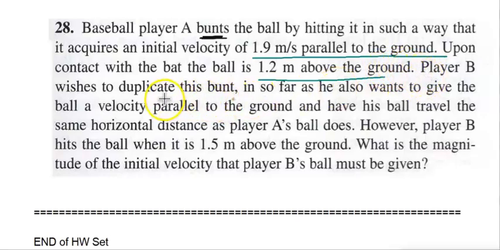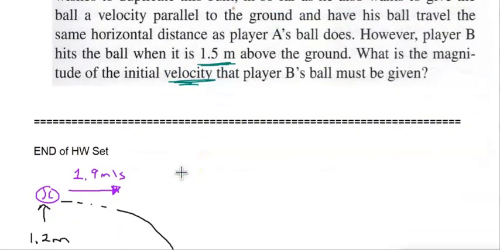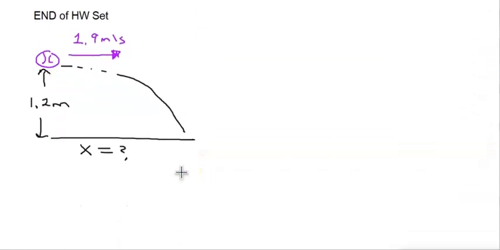Player B wants to duplicate the bunt, but he is taller, or his hands are taller. So the question is, again, this is interesting because it makes the problem more interesting: if somebody's taller, what's their speed relative to the other person's, right? So it's a more rich question, but it is a little bit like the same question twice.